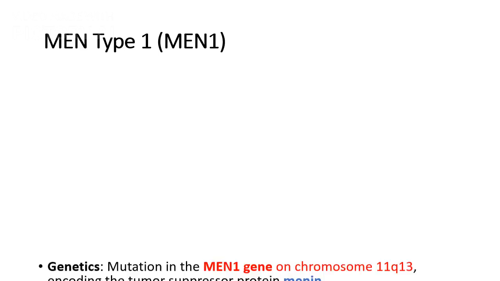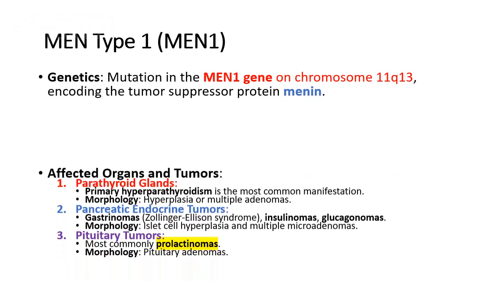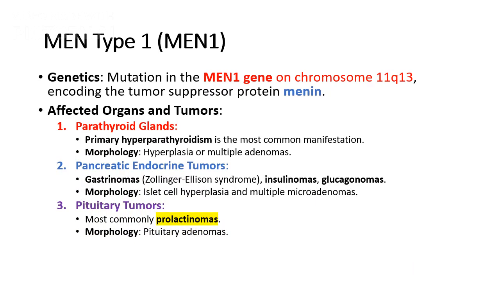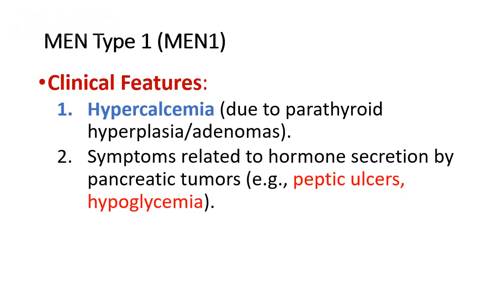MEN1 is caused by mutations in the MEN1 gene on chromosome 11q13, leading to tumors in parathyroid glands, pancreatic endocrine tumors, and pituitary tumors, with prolactinomas being the most common. The clinical features of MEN1 include hypercalcemia due to parathyroid hyperplasia or adenomas, and symptoms related to hormone secretion by pancreatic tumors, such as peptic ulcers and hypoglycemia.